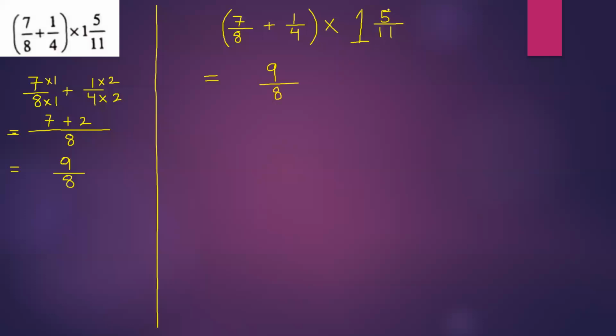But let's change it into an improper fraction. 1 times 11 is what? 11. 11 plus 5, 16. 15, right? So 16 over 11. Very good.